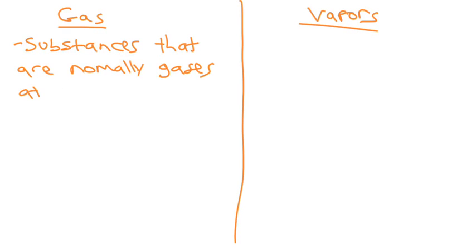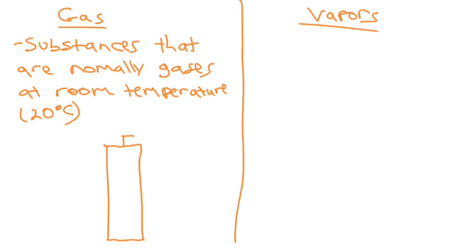Last but not least, the difference between gases and vapors. This is a concept that many people struggle with because they use the terms interchangeably because they look similar to the untrained eye, but they're not. Gases are substances that are normally gases at room temperature, which is 20 degrees. So I show this by drawing a little nitrogen tank.